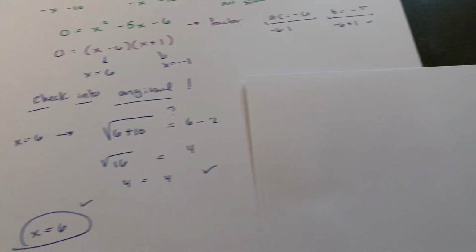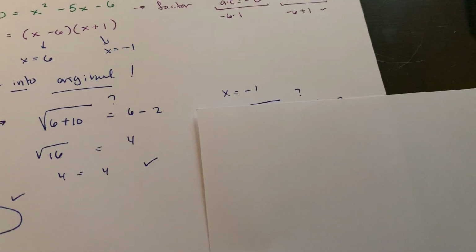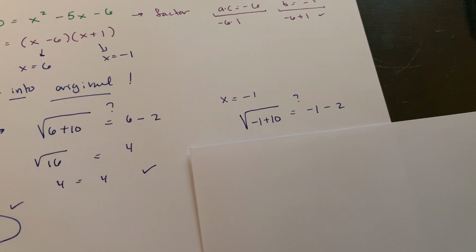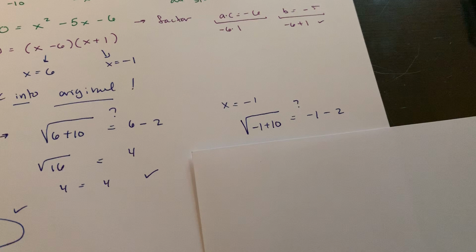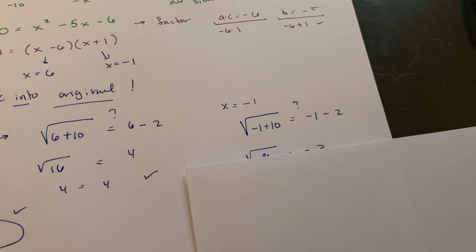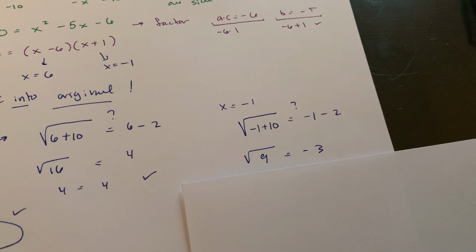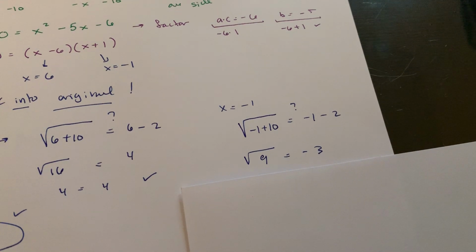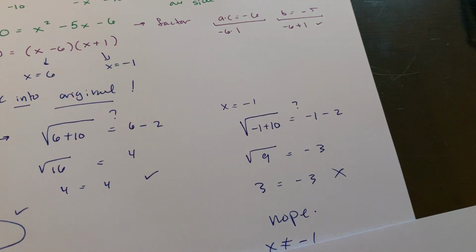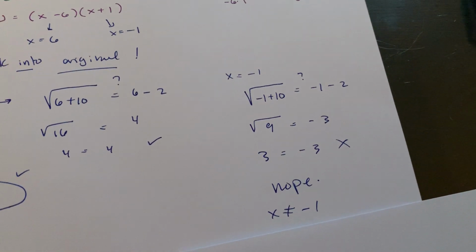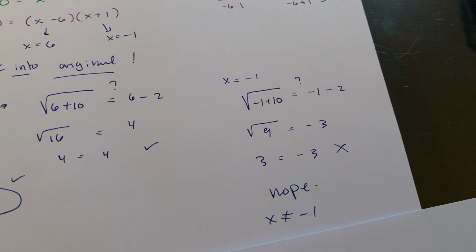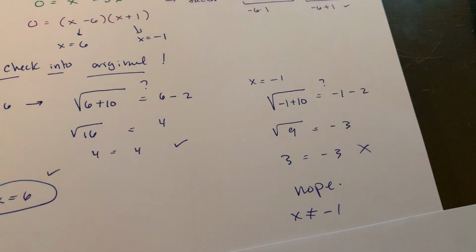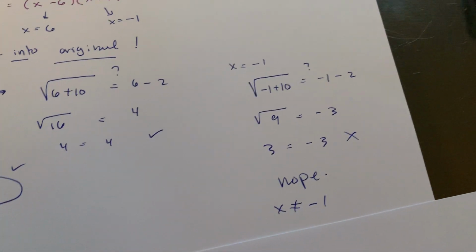If I check -1, however, into the same equation, so -1 plus 10 under the root equals question mark, -1 minus 2, you can probably pretty quickly see the issue here, right? You're going to get a 9 under the root, which would be 3, but the right-hand side of your equation is a -3 instead, right? And so you're ending up at the same number, but you're ending up at positive and negative versions of the same number.